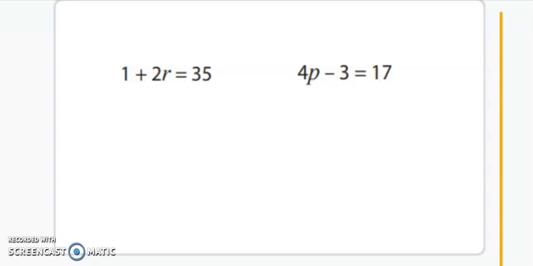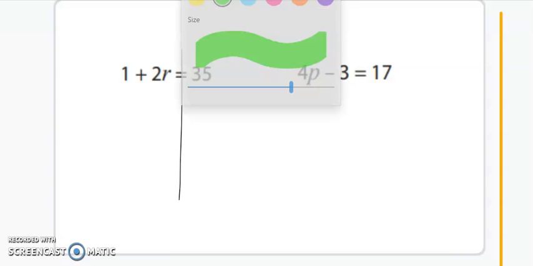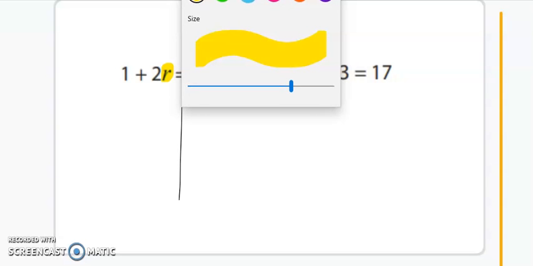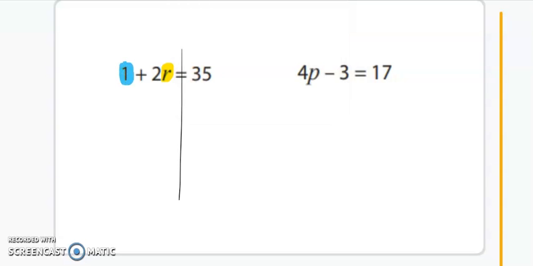So for the first one, in class we had to draw our wall down the middle, okay? And then after we draw our wall, we like to highlight. So we highlight our variable, which is r, and everything else other than our r has to go. So my 1 has to go, and my 2 has to leave as well. So we'll go ahead and get those out of here.